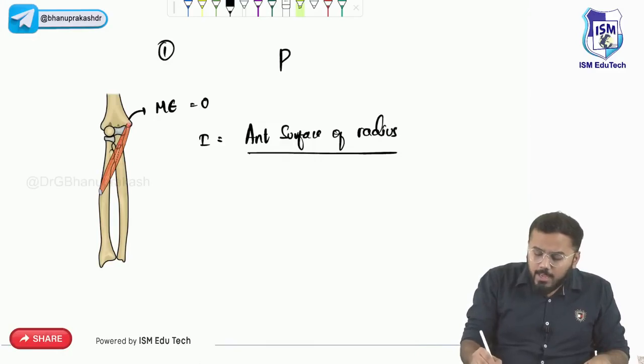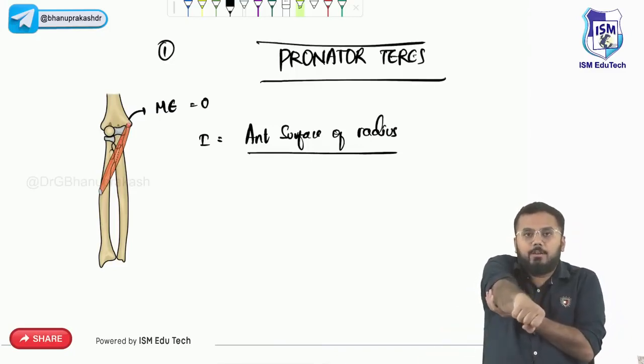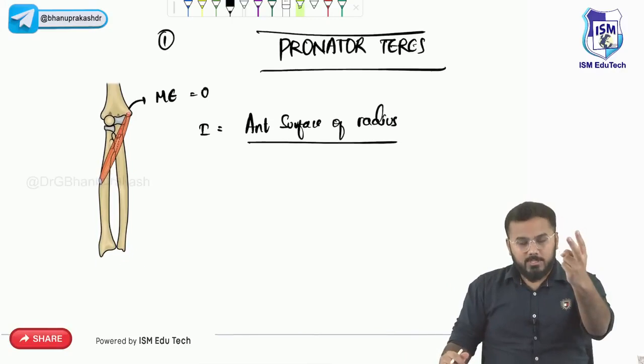This muscle is called pronator teres. Why are you calling it pronator teres? Because this muscle is responsible for pronation, not supination. It is only pronation. That is why it is called pronator teres. Let us go on to the next muscle.